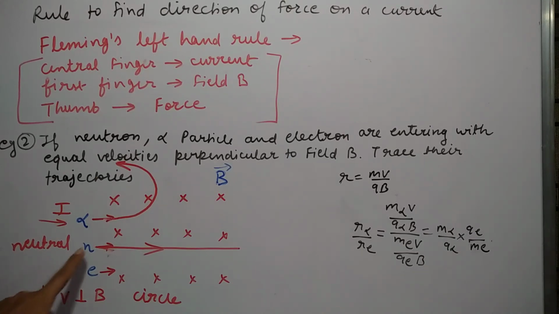What is the logic behind this? That it is neutral, so it will go straight. Now electron is negatively charged. So if electron is going here, that means current is going opposite.